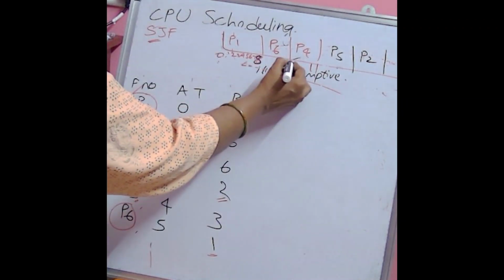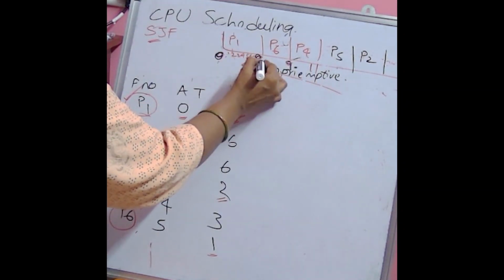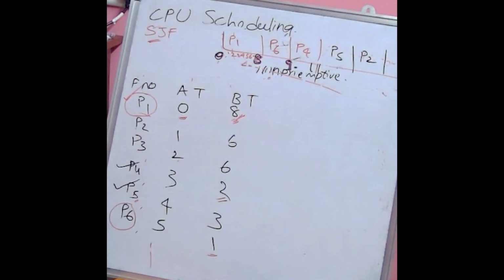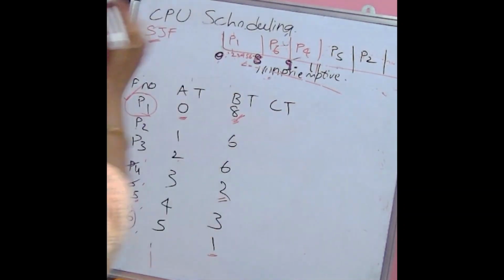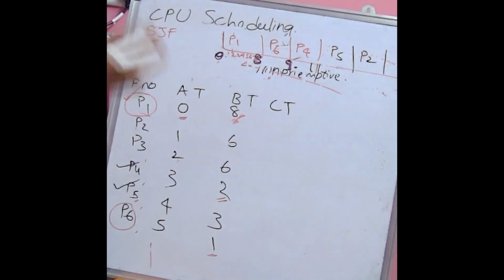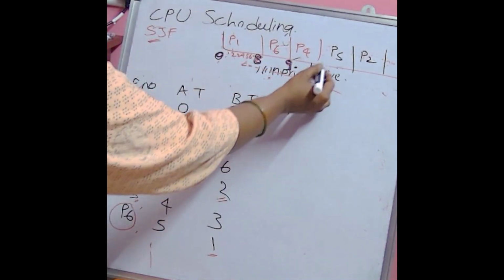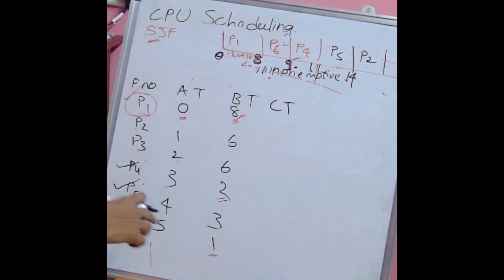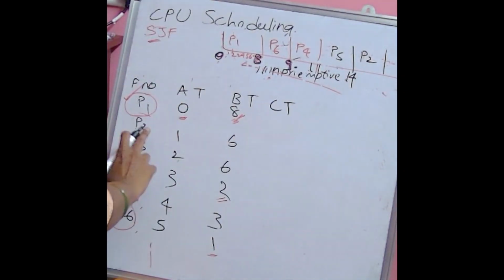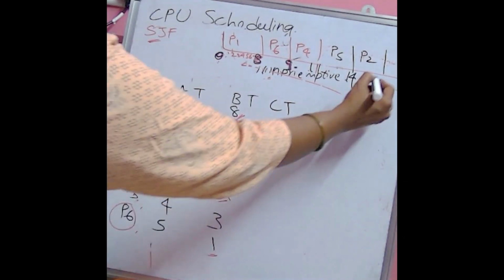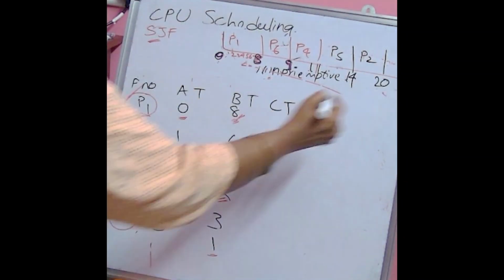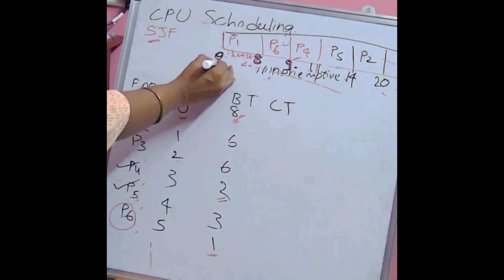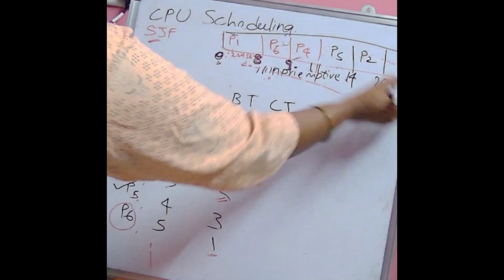In the Gantt chart, this is the starting time and this is the ending relative time. That will be considered as the completion time for every process. After P0, P5 takes 3 units, so the Gantt chart is at 14. Next is P2, which requires 6, so 20. Next is 26. To complete all the process execution, it started at relative time 0 and completed at 26.